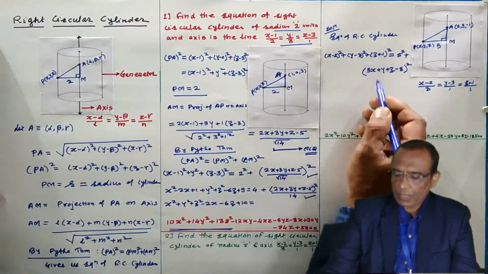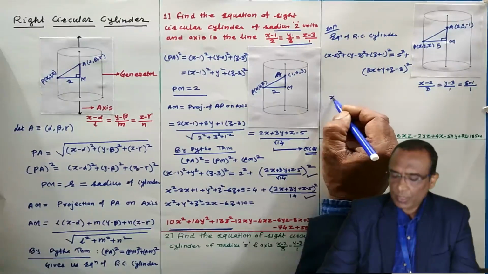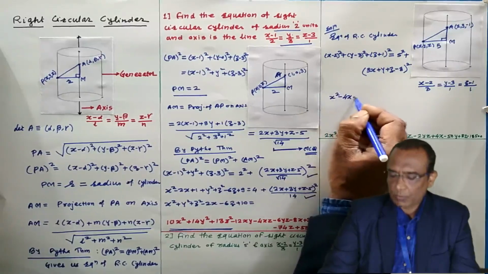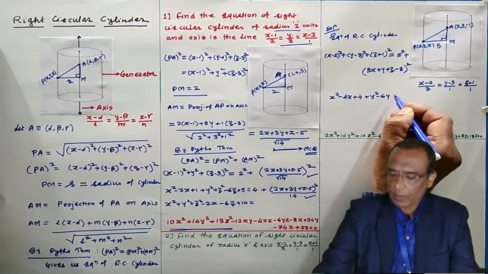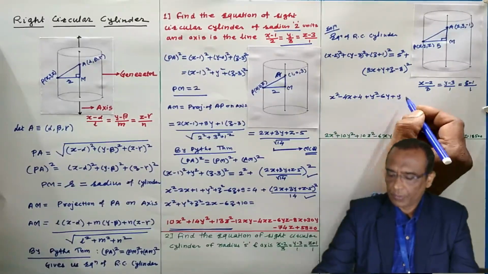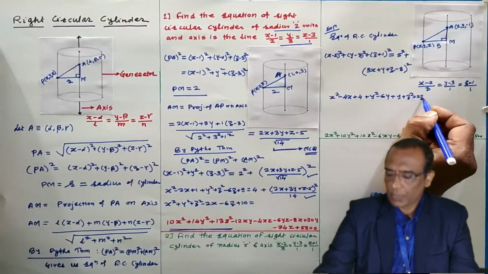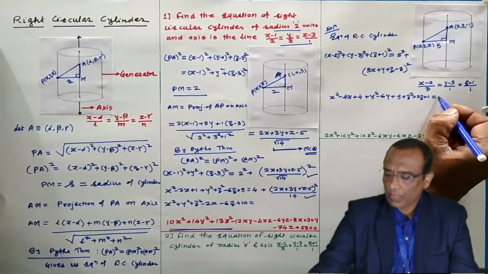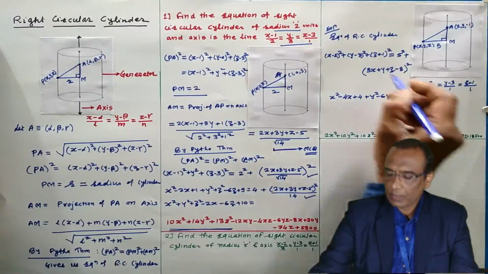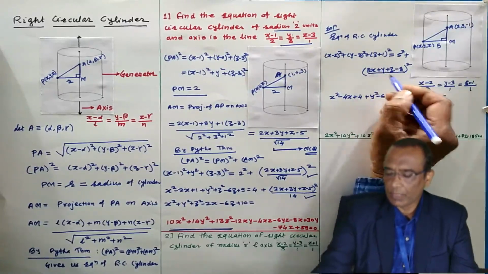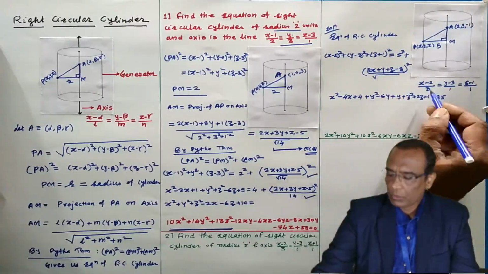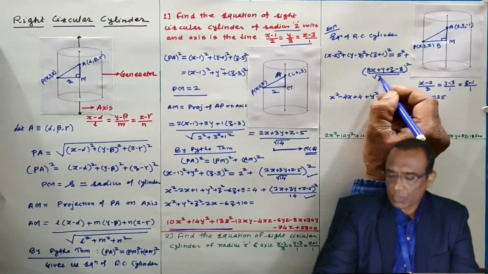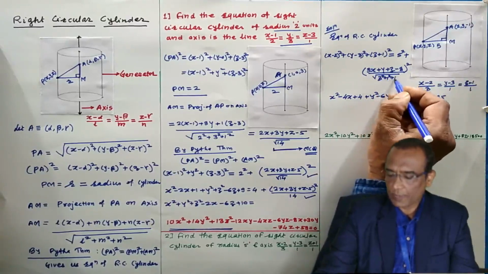Yes, after expansion, what will I get? x square minus 4x plus 4, y square minus 6y plus 9, plus z square plus 2z plus 1 is equal to 25. And one thing I left here, this is divided by the square root of 3 square plus 1 square plus 1 square.